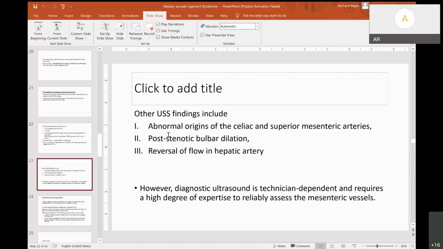Other ultrasound findings include abnormal origins of the celiac and superior mesenteric arteries, post-stenotic bulbar dilatation, and reversal of flow in the hepatic artery. These are all identified in ultrasound. But the problem with ultrasound is that it is technician dependent and requires a high degree of expertise to reliably assess the mesenteric vessels.